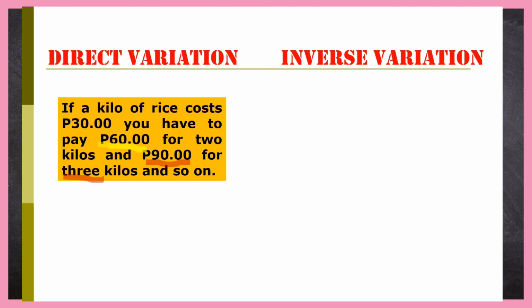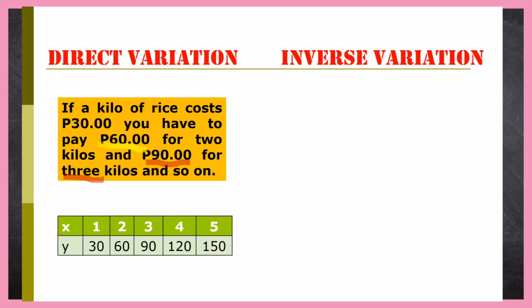But start muna tayo dun sa direct variation. Using x as our kilos of rice and y as our pesos, if you buy 1 kilo, you have to pay 30 pesos. Then, if you buy 2 kilos of rice, you pay 60 pesos, and so on and so forth. So, as you can see in this table of values, if x increases in value, y also increases in value.